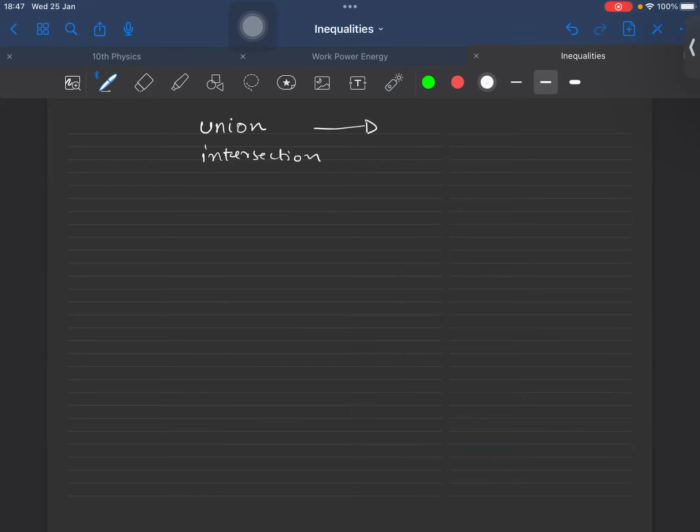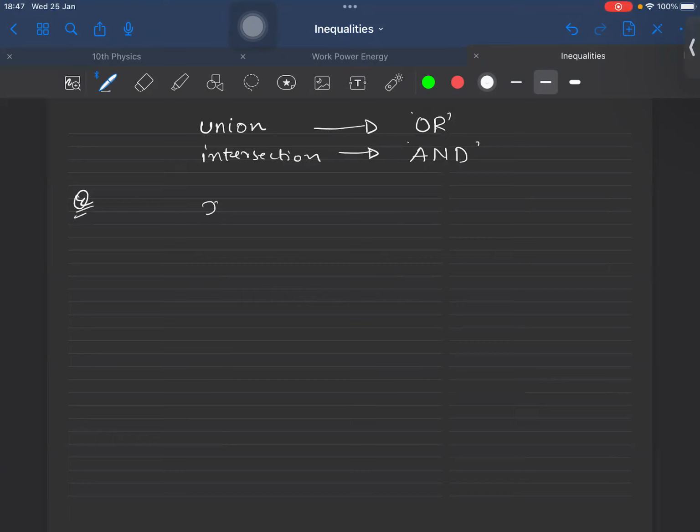Here in words we represent union by "or" and intersection by "and". So whenever we have a statement like "and", we are going to take intersection, and whenever we have "or", we will take the union. Okay, so let's solve a problem based on that.